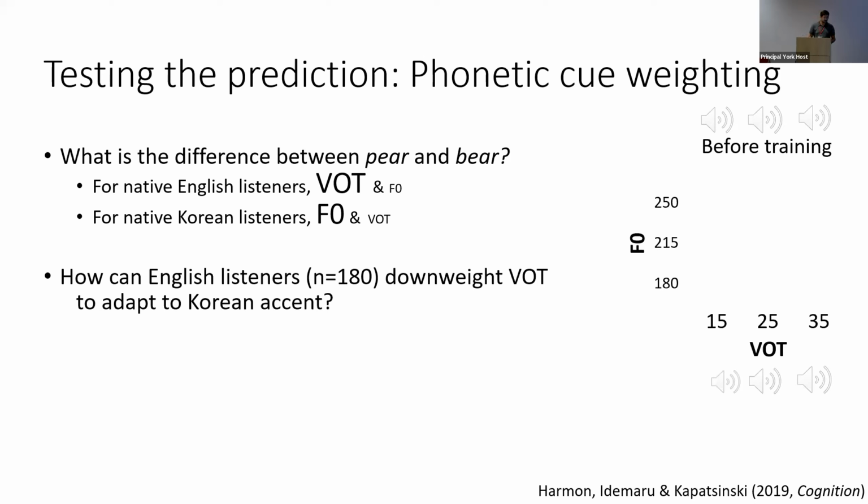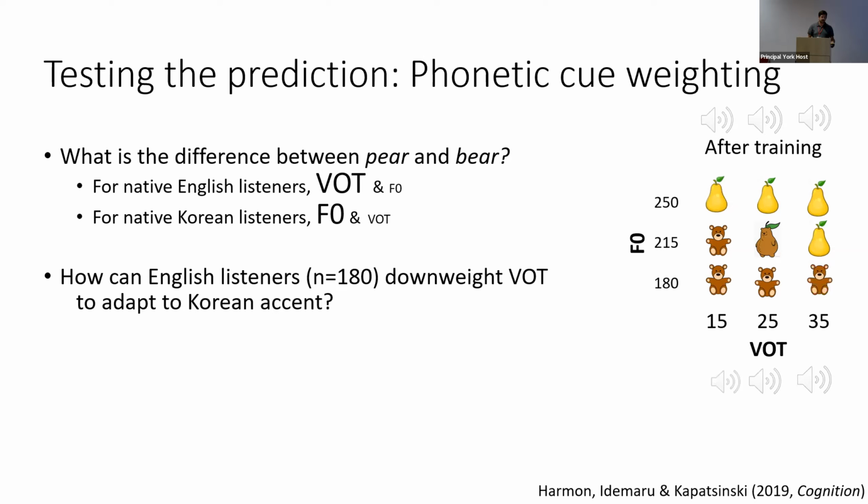So what would that mean? Basically, before training, an English listener behaves like this. When they hear a sound with a VOT of 35 milliseconds, they will basically always say pair, regardless of F0. And if VOT is short, if it's 15 milliseconds, they will basically always say bear, regardless of F0. But if VOT is middling, if it's 25, then they will decide based on F0, right? They'll say pair if F0 is high and bear if it's low.